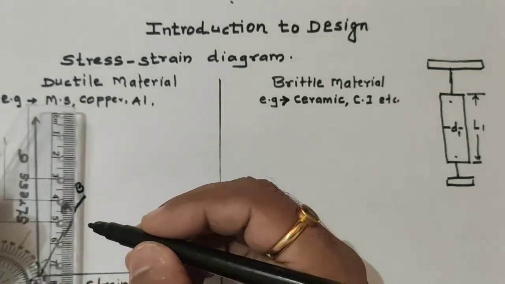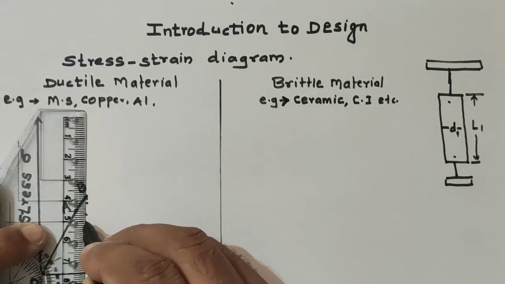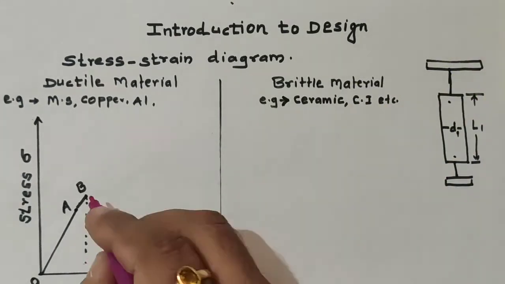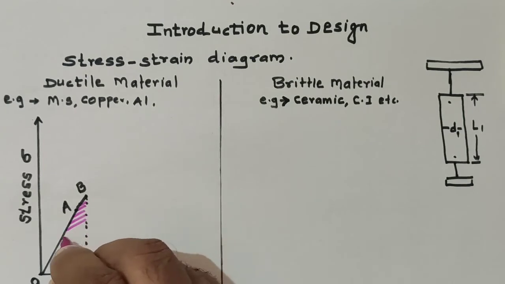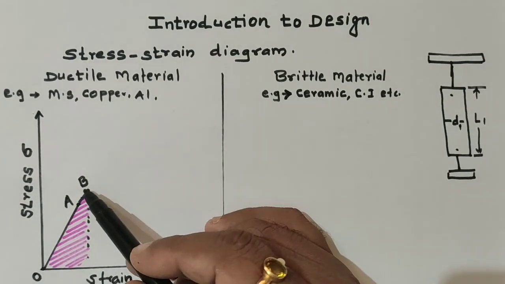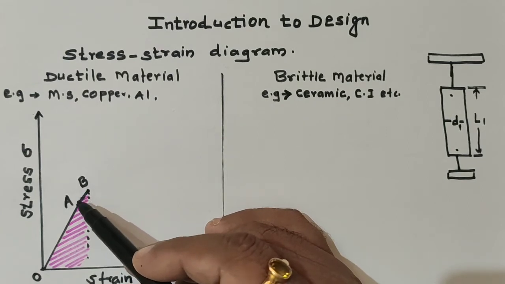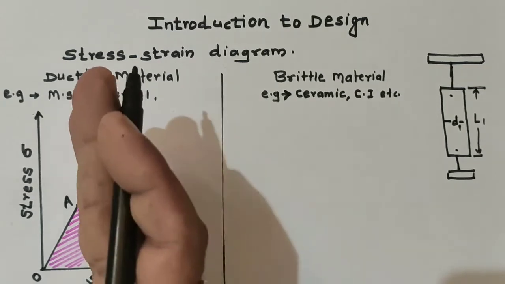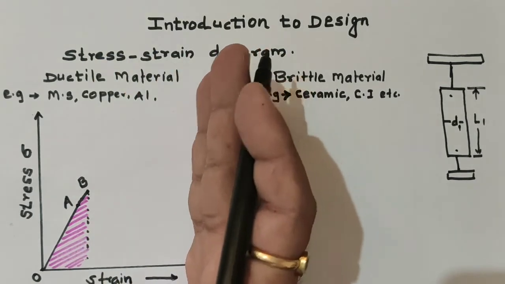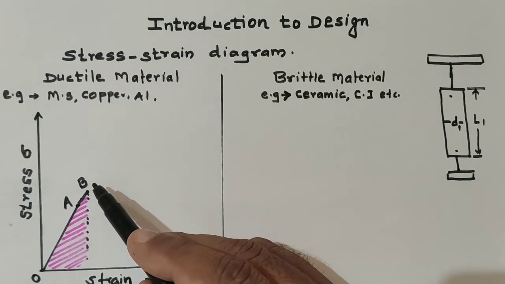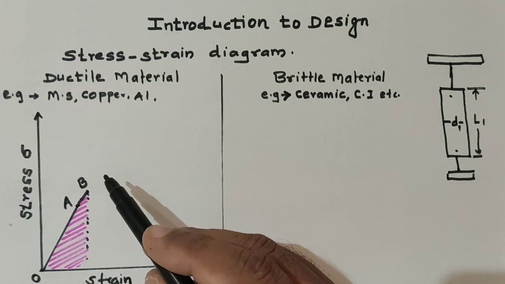So this region is known as the elastic region. This pink colored part is the elastic region. After point B, if the load is increased, the body undergoes permanent deformation. So from B, the plastic region will start. This will continue up to point C, and hence C is known as the plastic limit.